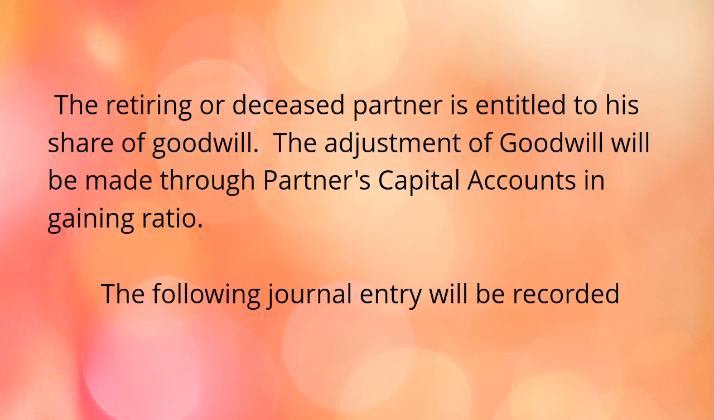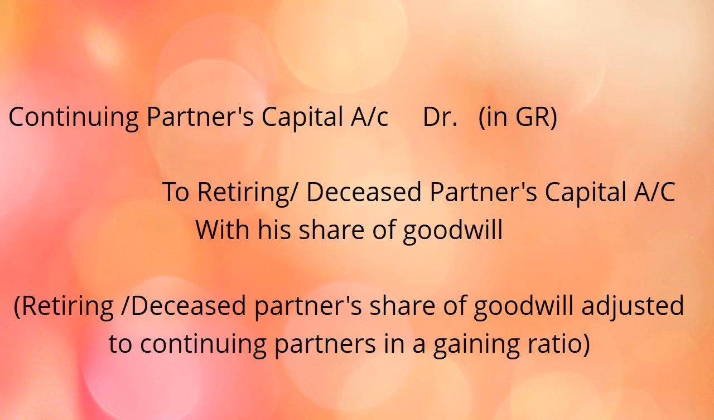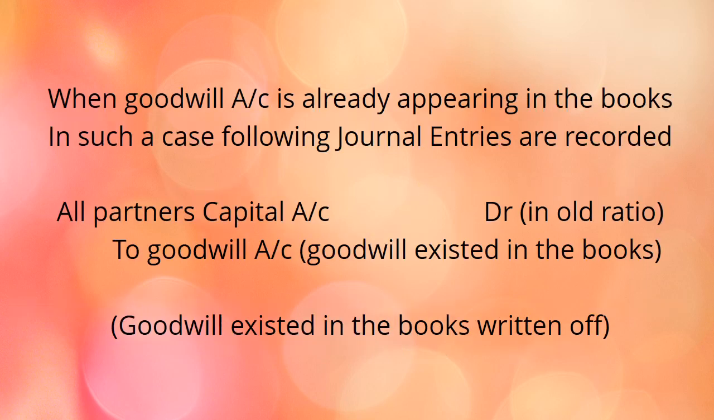And now I am starting the journal entries. The following journal entry will be recorded. Continuing partners' capital accounts debit, they will be debited in gaining ratio. GR means gaining ratio. To retiring or deceased partner's capital account with his share of goodwill. The narration will be: retiring or deceased partner's share of goodwill adjusted to continuing partners in their gaining ratio. Gaining ratio, you know the formula for how to calculate.